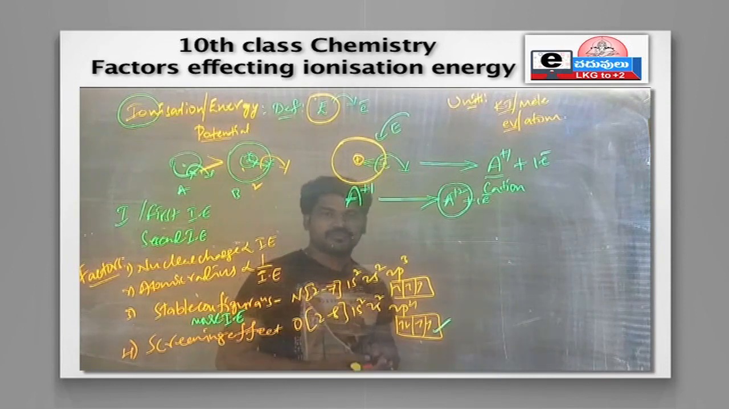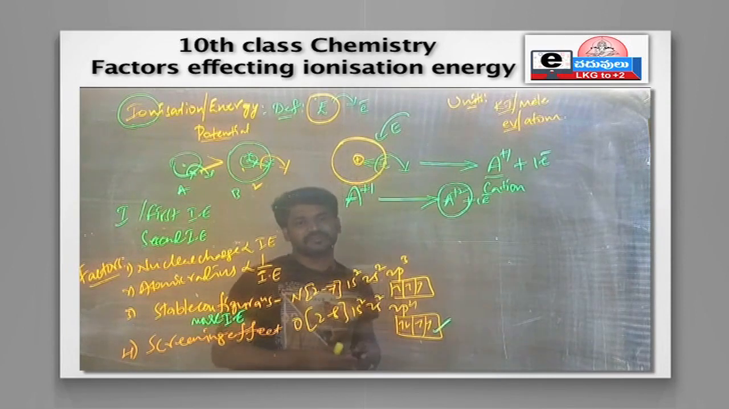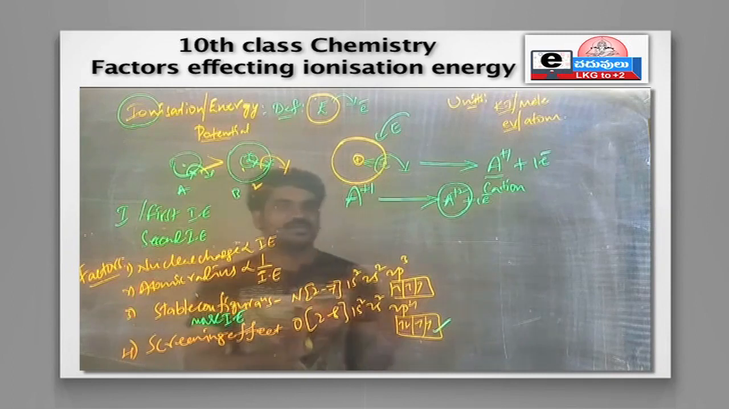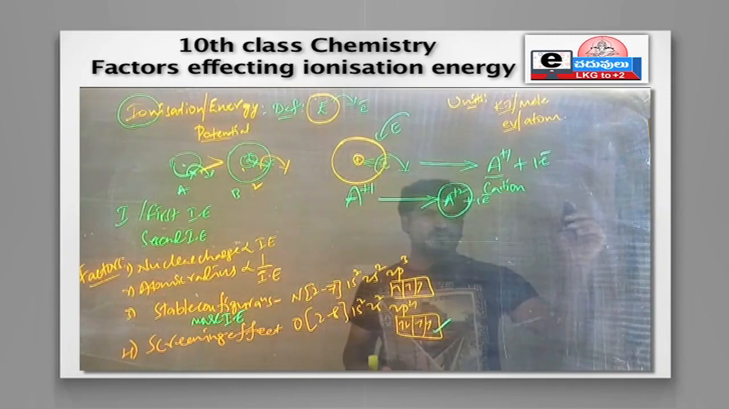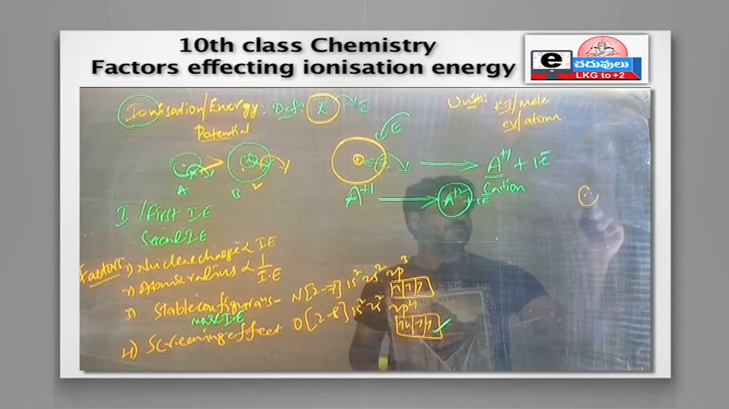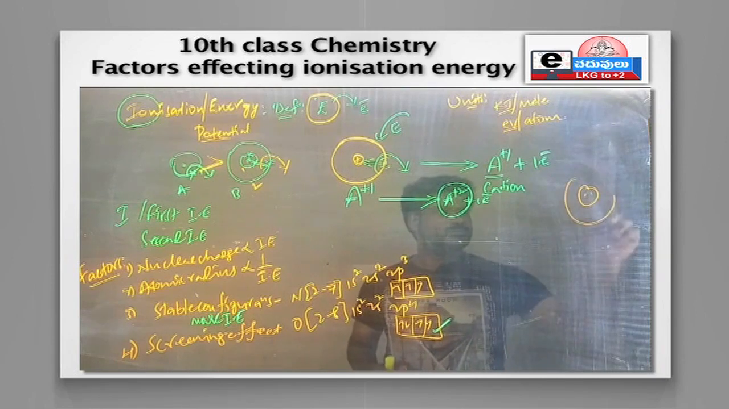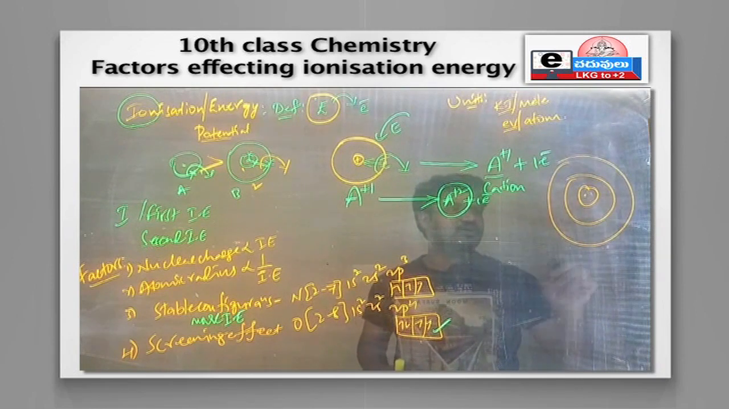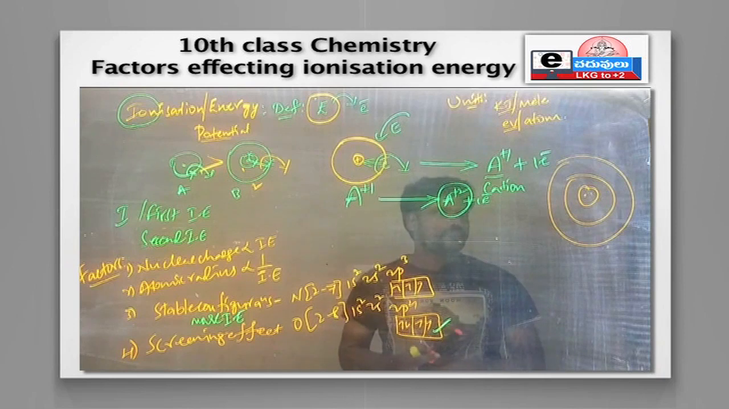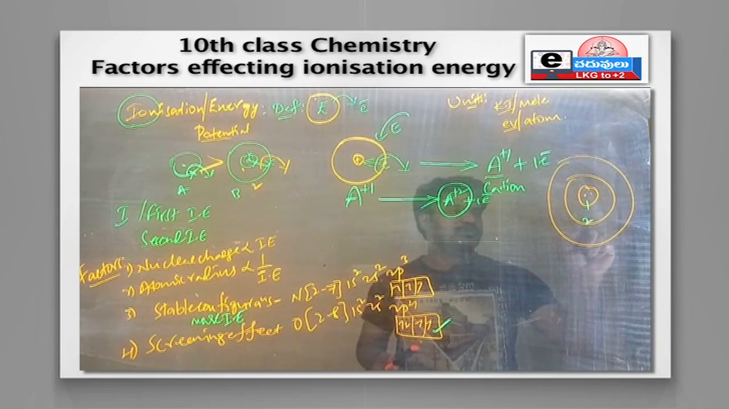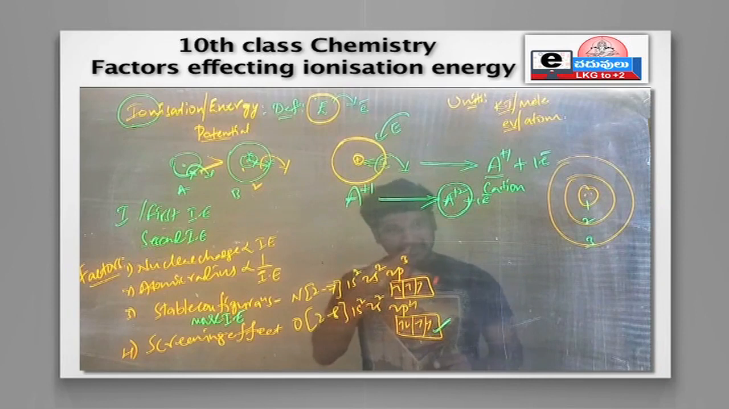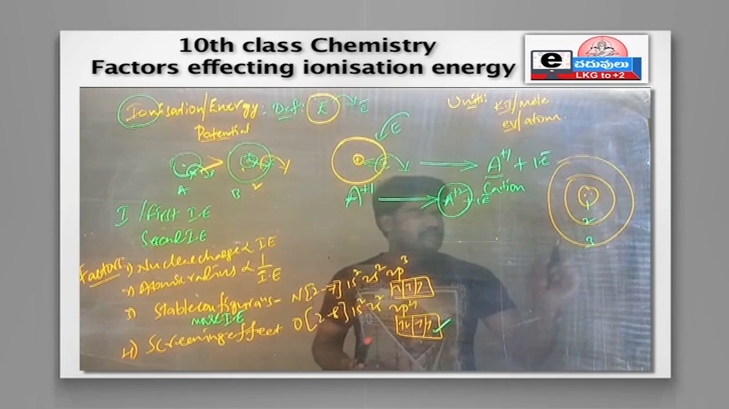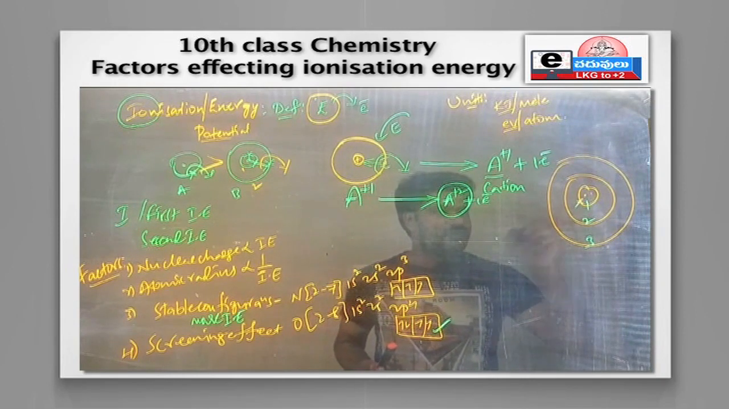Screening effect. What is meant by screening effect? Simple thing, just try to understand it easily. Suppose here I am drawing an atom: first orbit, second orbit, and third orbit. How many are there? 1, 2, 3.